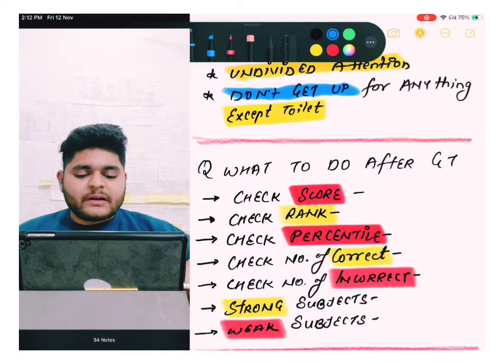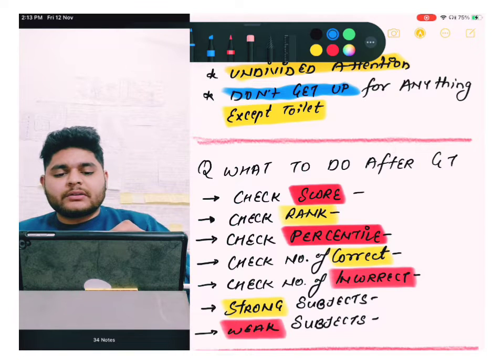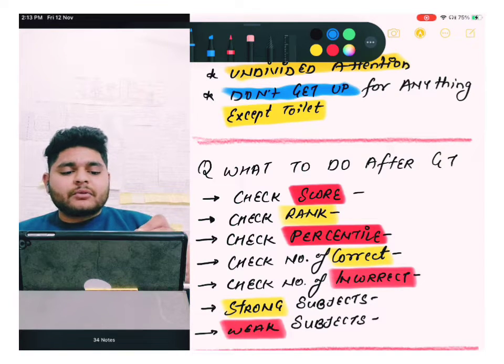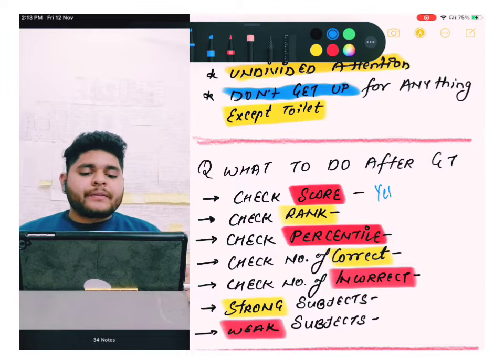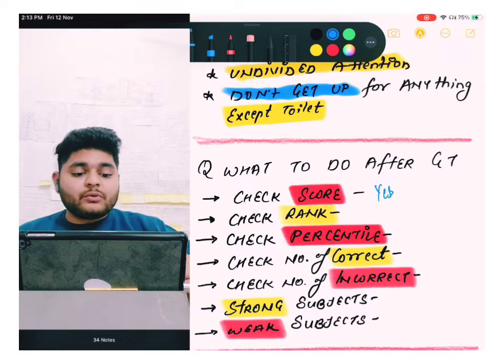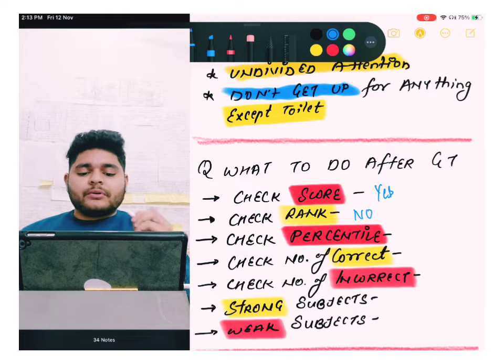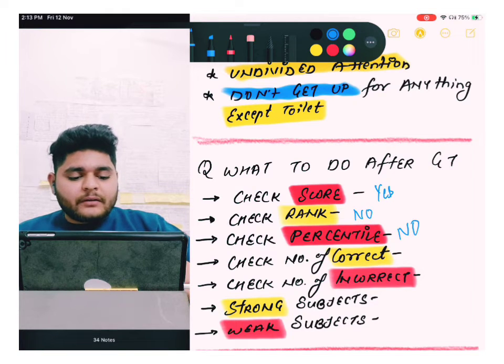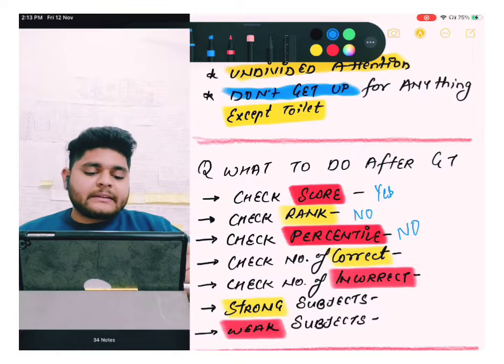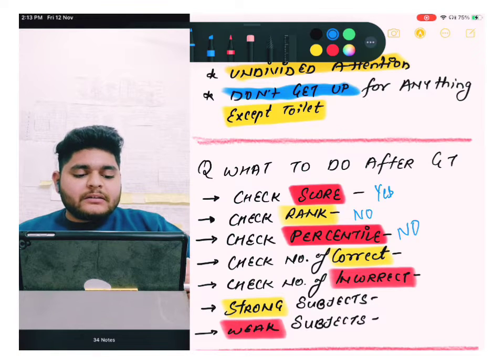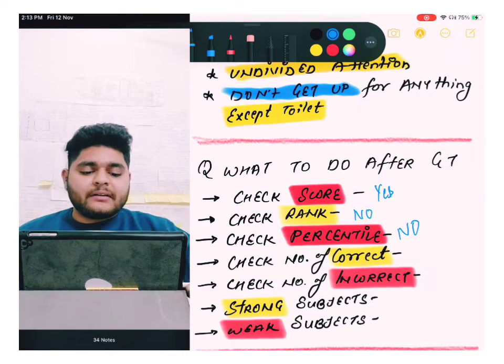Now, what to do after GT? This is a very important question, like what matters the most and what doesn't matter at all. Now score, yeah, it does matter. Score matters. Does the rank matter? No, rank does not matter. Does the percentile matter? No. This is about the grand test, not the real exam. In the real exam, rank and percentile are everything, and the score is nothing. But for the grand test, score matters.